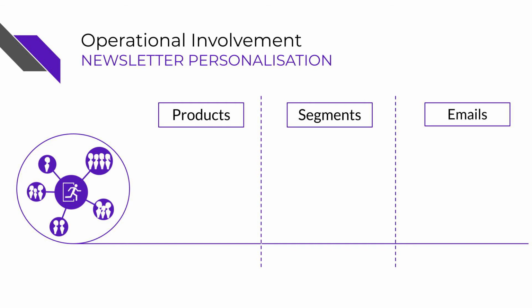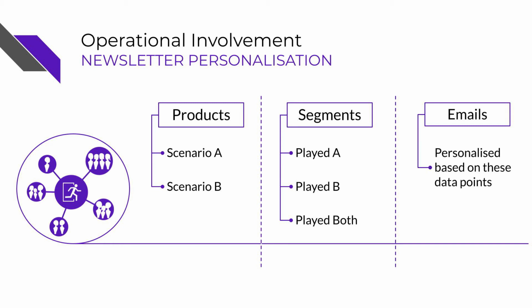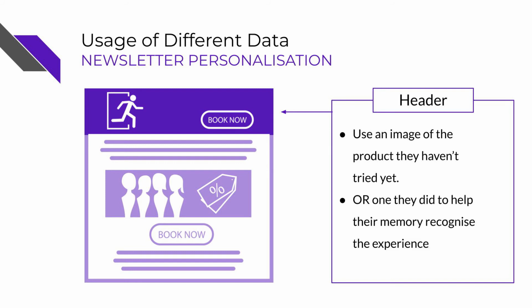Let's see some examples. You can tag a segment of your audience with the product they've used in the past, for example. Let's say you have 2 different escape room scenarios, so you create tags for played scenario A, played scenario B, and played both. So you are sending out 3 slightly different emails based on the knowledge about what they've tried before. In the email sent to those who played scenario A, you could use an image of scenario B in the header, or scenario A, so they can easily remember their experience.